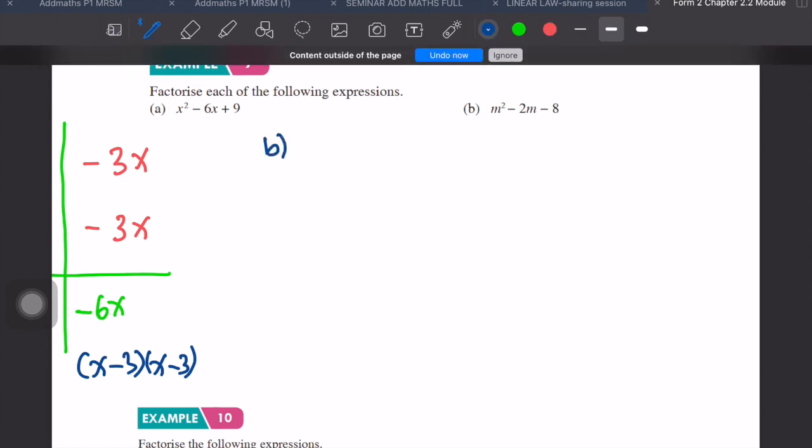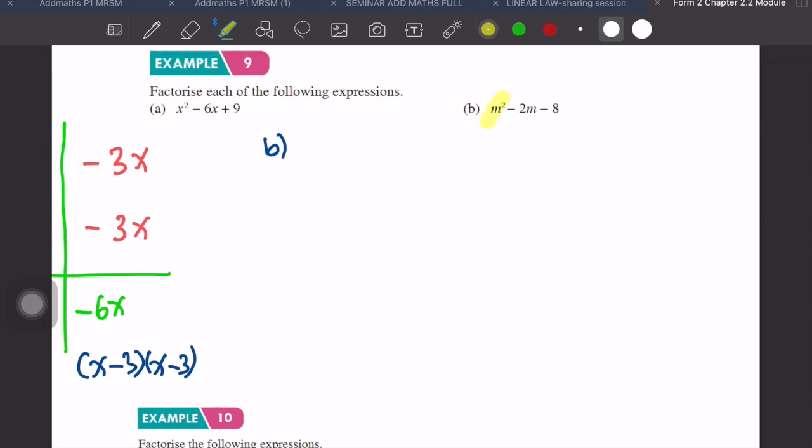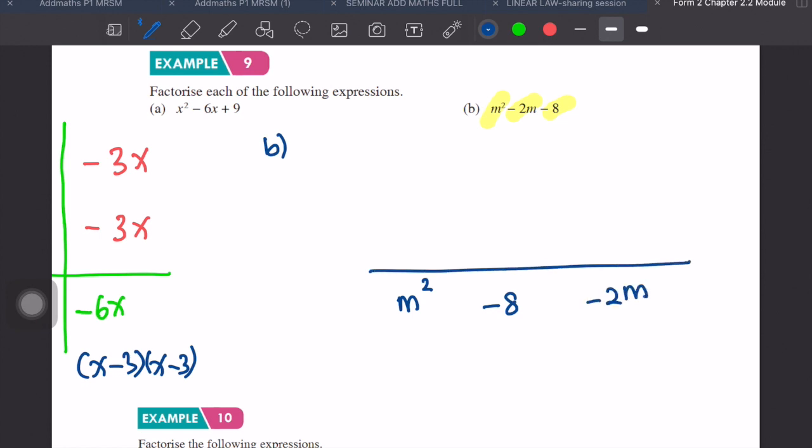Okay, look, we have m square, negative 2m, negative 8. Okay, tulis dulu. So, kita ada m kuasa 2, lepas tu tolak 2m, tolak 8. Okay, next, buat kotak macam ni. Okay, tengok. We have m square. Apa nombor ataupun apa benda yang kita darab dapat m square? Mestilah m darab m. Semestinya.